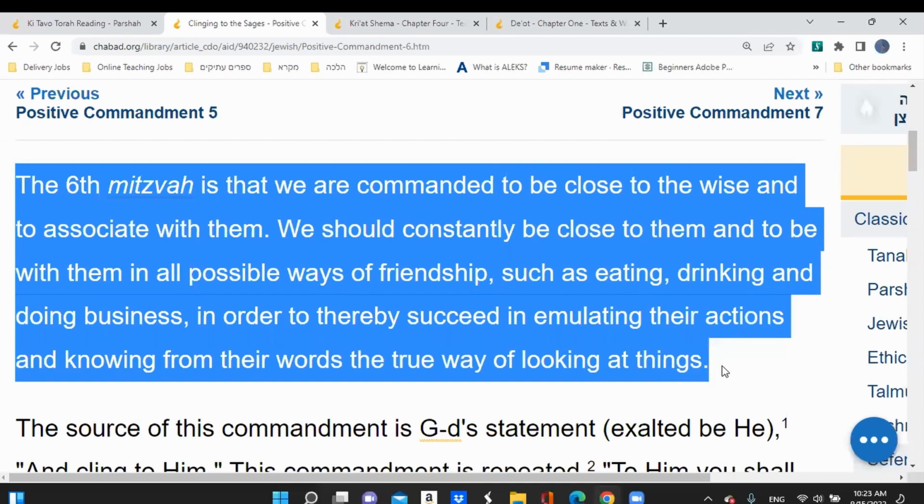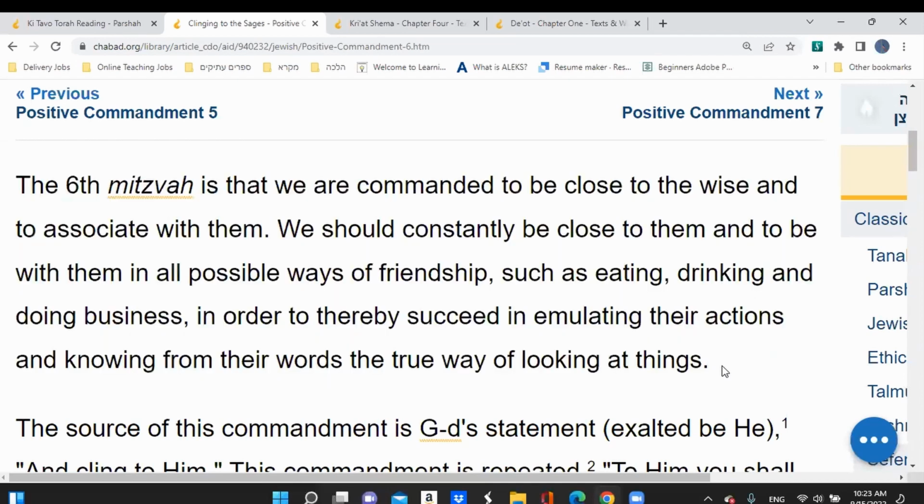The sixth mitzvah is that we are commanded to be close to the wise and to associate with them. We should constantly be close to them and to be with them in all possible ways of friendship, such as eating, drinking, and doing business, in order to thereby succeed in emulating their actions and knowing from their words the true way of looking at things.